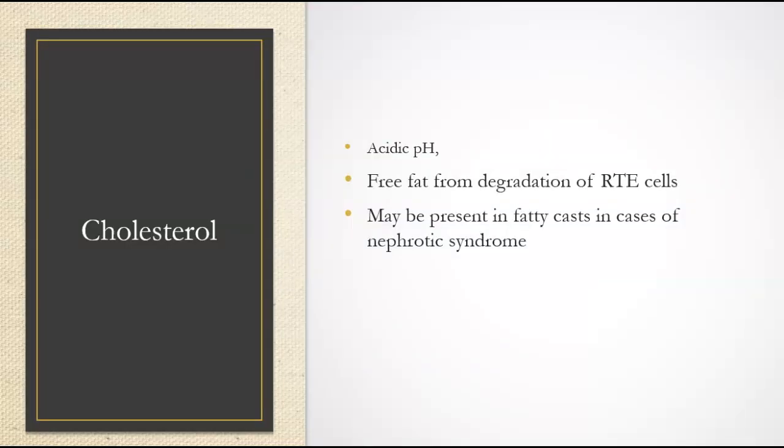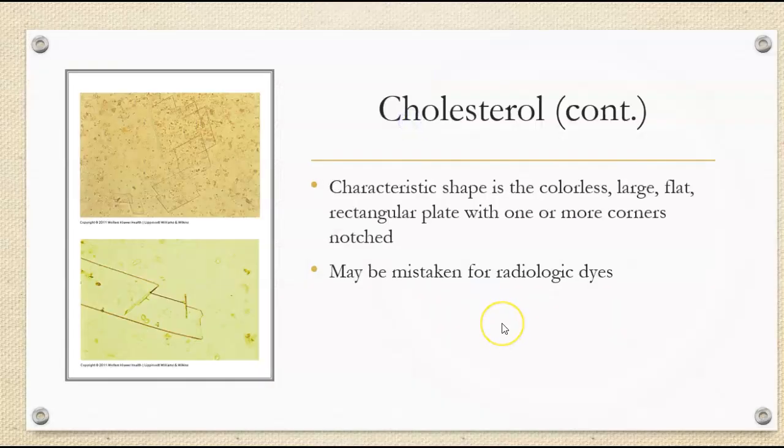Cholesterol, we'll find these in acidic pH. The free fat is formed from degradation of renal transitional epithelial cells. So these can be present in fatty acids or in cases of nephrotic syndrome. These have an irregular, rectangular plate shape, and typically they have corners that are notched out. You can see here a notched out corner.